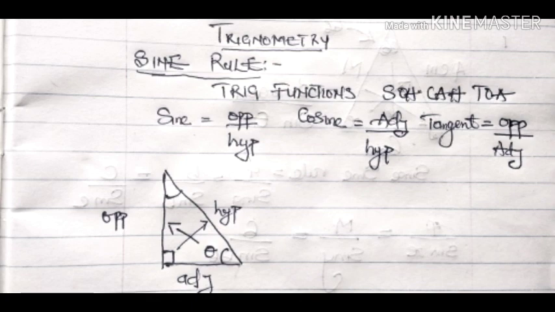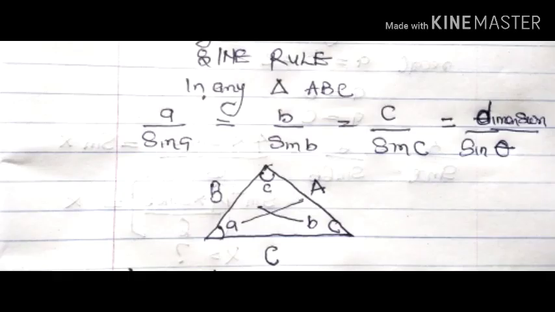Now let's proceed to the sine rule. The sine rule states that in any triangle ABC, dimension a over sine of angle A is equal to dimension b over sine of angle B is equal to dimension c over sine of angle C. Here we have a triangle showing us three angles with small letters A, B, and C, and dimensions showing us the dimensions a, b, and c.